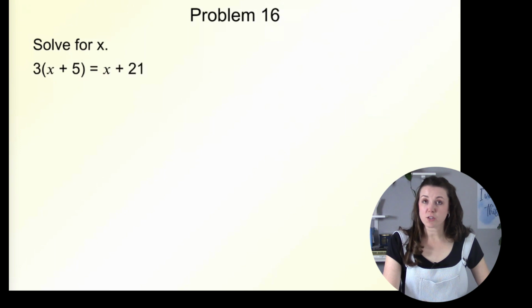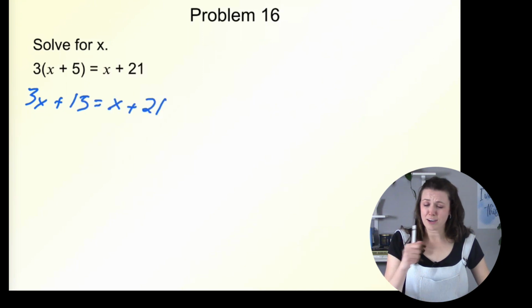So I'm going to start with the distributive property. So I'm going to go 3 times X is 3X plus 3 times 5 is 15 equals X plus 21. And again, our song, how do I get you alone? X. Okay, so I'm going to subtract the X from both sides, just this little X right here.